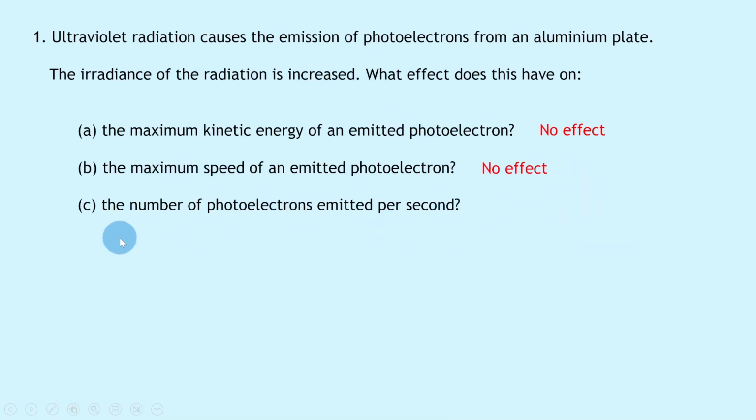And lastly, part C says what effect does this have on the number of photoelectrons emitted per second, otherwise known as the photoelectric current? Well, remember, if the irradiance of the radiation is increased, this means that more photons are incident on the metal plate each second, which means that the number of photoelectrons emitted per second will increase, because remember the photoelectric effect is a 1v1 process where one photon absorbed by the plate is equal to one photoelectron emitted by the plate. So we could say that increasing the irradiance increases the number of photoelectrons emitted per second.